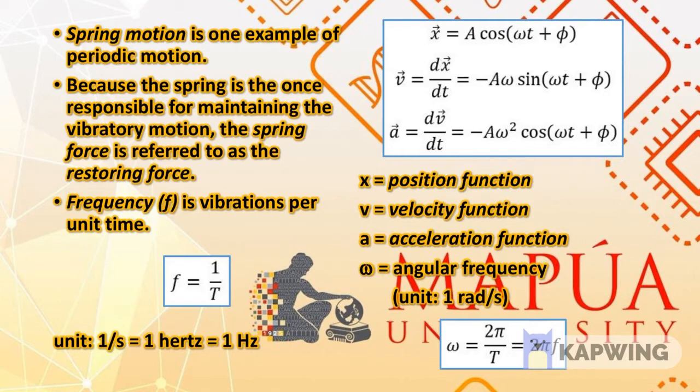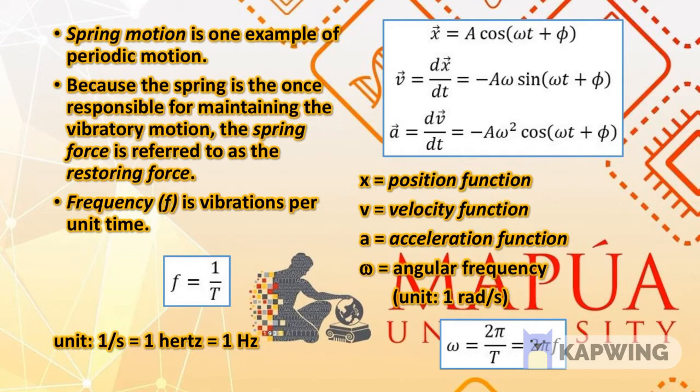The inverse of period is called frequency. Frequency gives us the number of vibrations that the object can make per unit time. The unit for frequency is hertz.